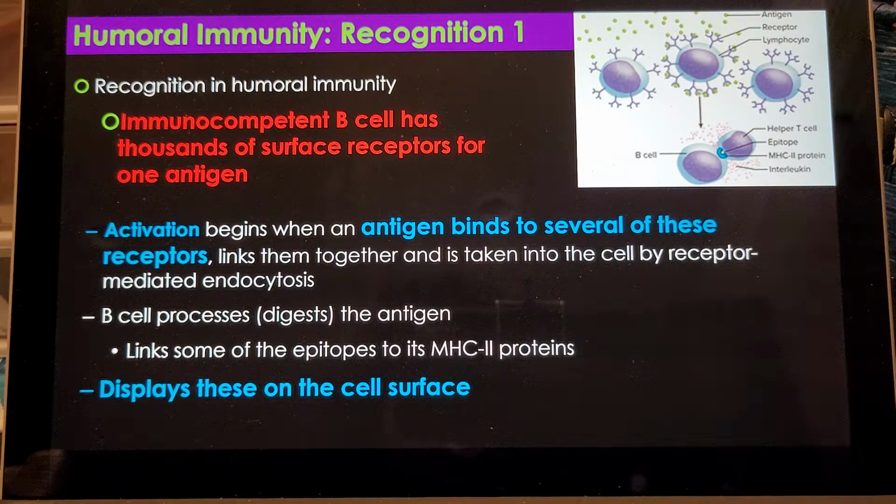Okay, so first one, gotta recognize. With your immunocompetent B cells, these are the ones that can detect the foreign antigen on an antigen presenting cell, like a T cell. Once it binds to these foreign antigens, it binds to several of them, it can also display them on their own cell surface once they've been activated.